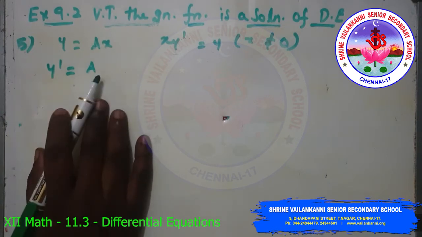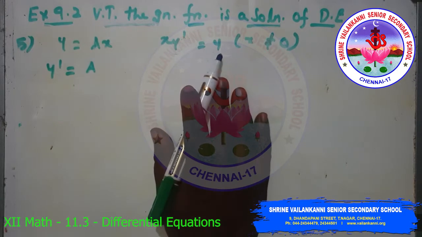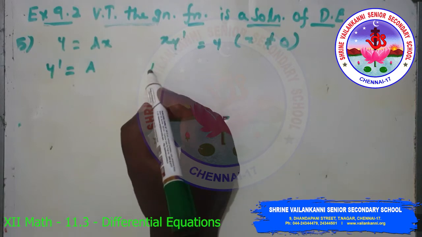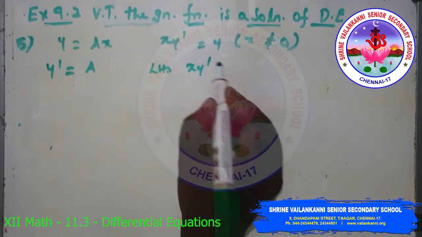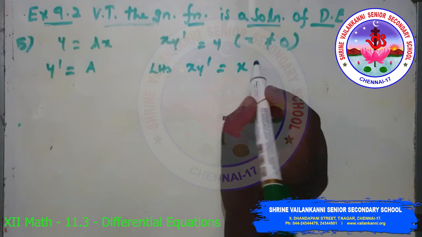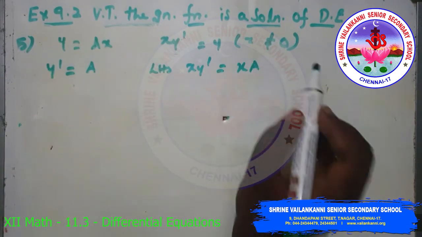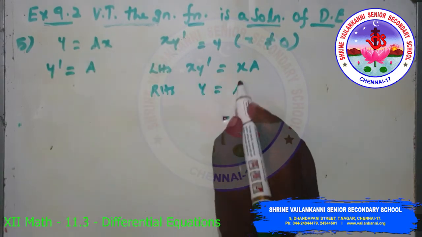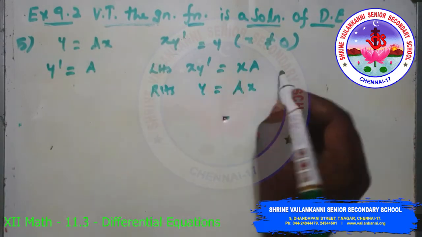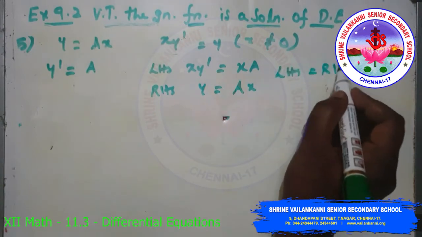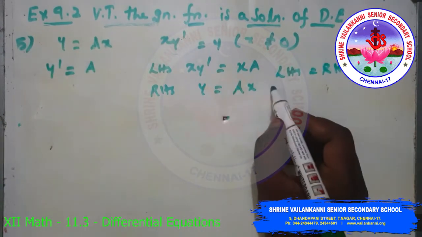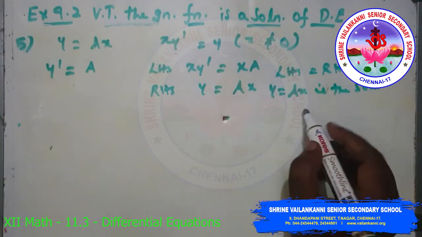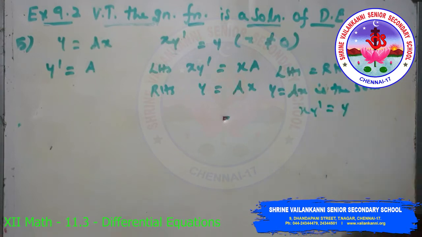Putting the value of y dash and y in the given differential equation. Here LHS is x into y dash, so x into y dash is x into a. And RHS is y, which is ax. So LHS is equal to RHS. Hence y equal to ax is the solution of the differential equation xy dash equal to y.